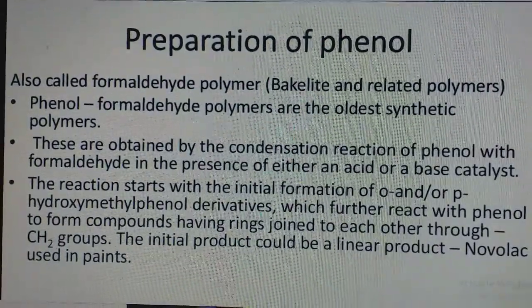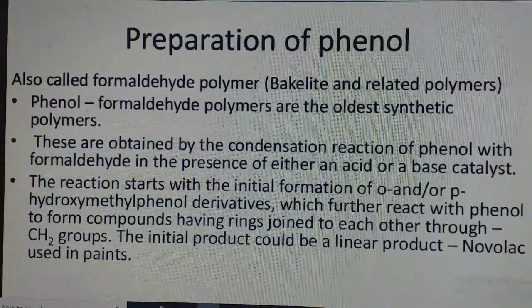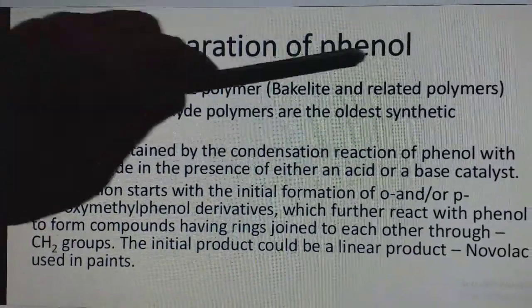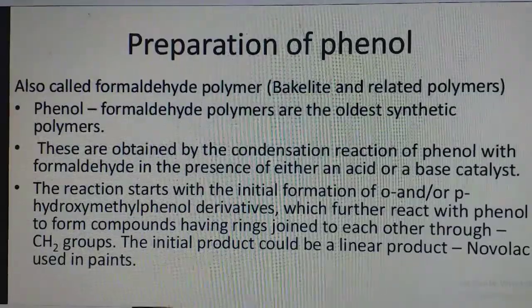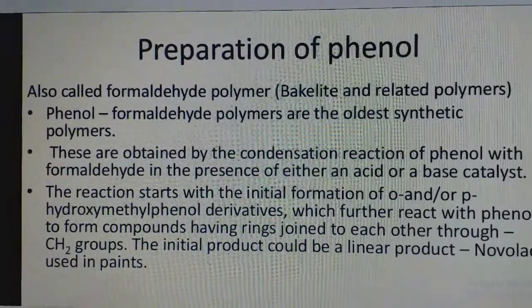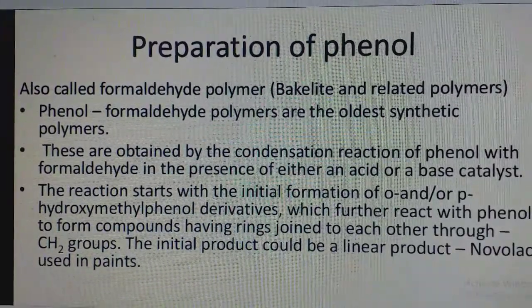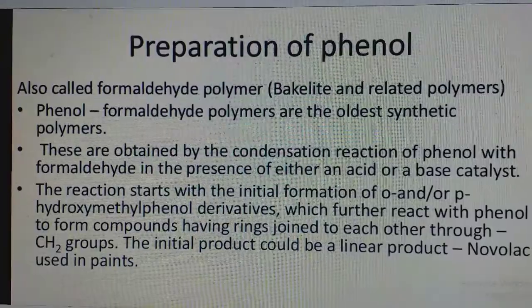Next is, please change the heading: preparation of phenol formaldehyde polymers. It is not just phenol polymer, it is preparation of phenol formaldehyde polymers. We now discuss phenol and formaldehyde polymers.